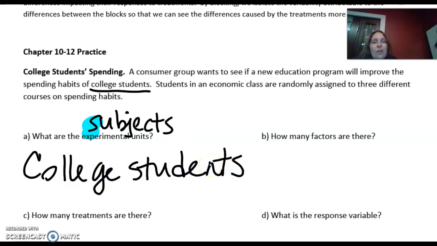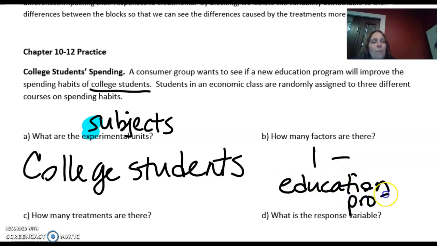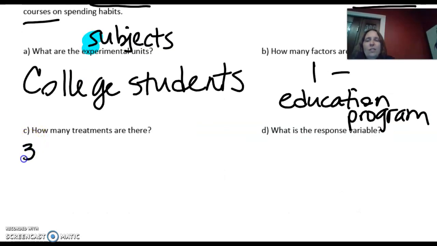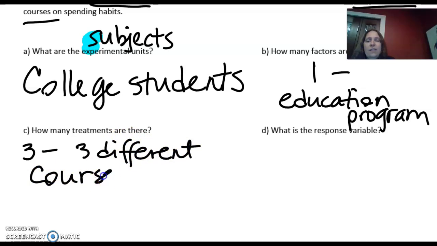How many factors are there? Well, they want to see if a new education program will improve the habits. So there is just one, and that is the education program. And will it make a difference? Yes or no? How many treatments are there? Well, how many education programs are there? Well, there are 3 different courses. That would be our treatments, the 3 different courses on spending habits.